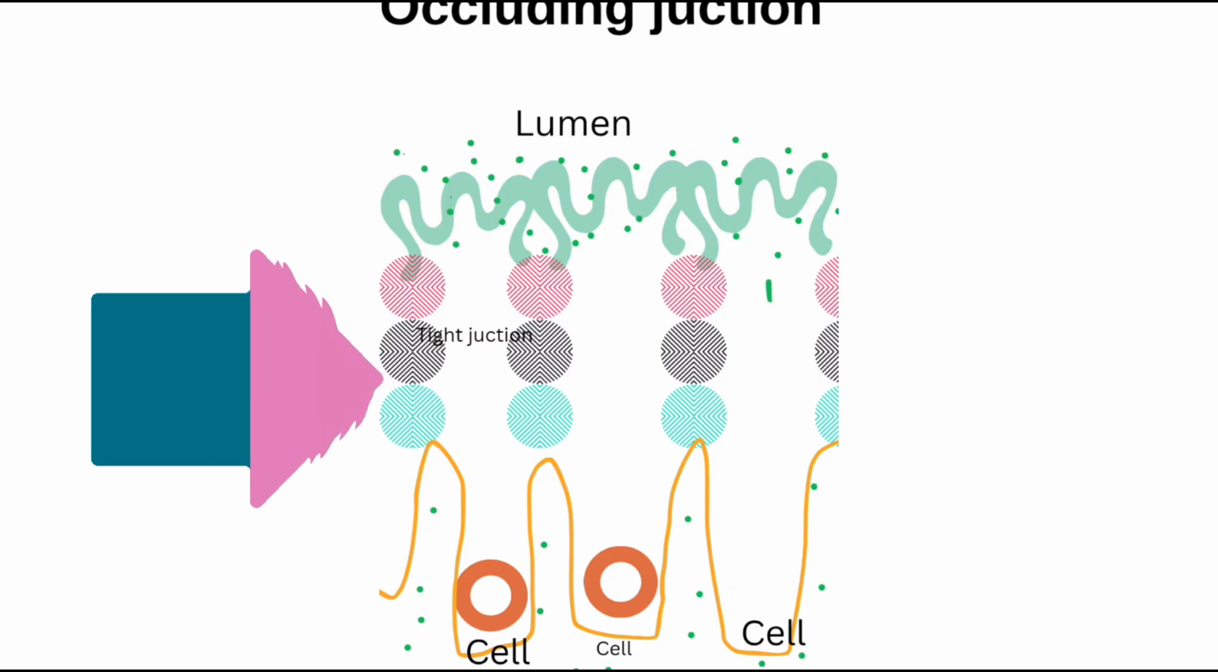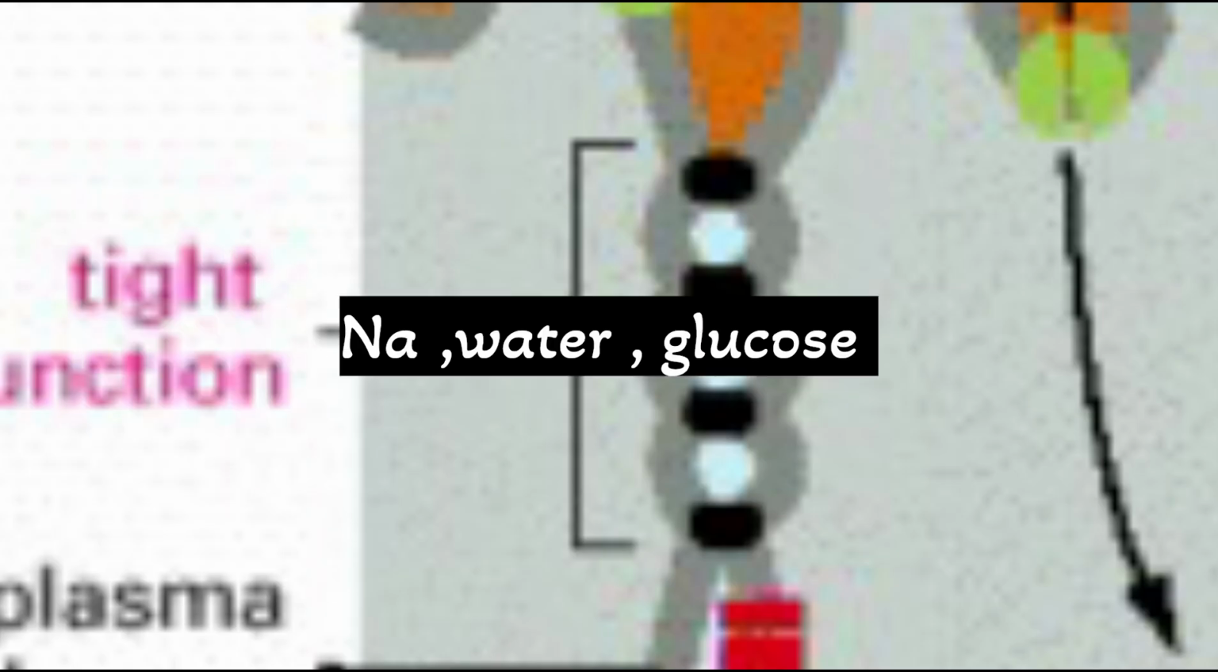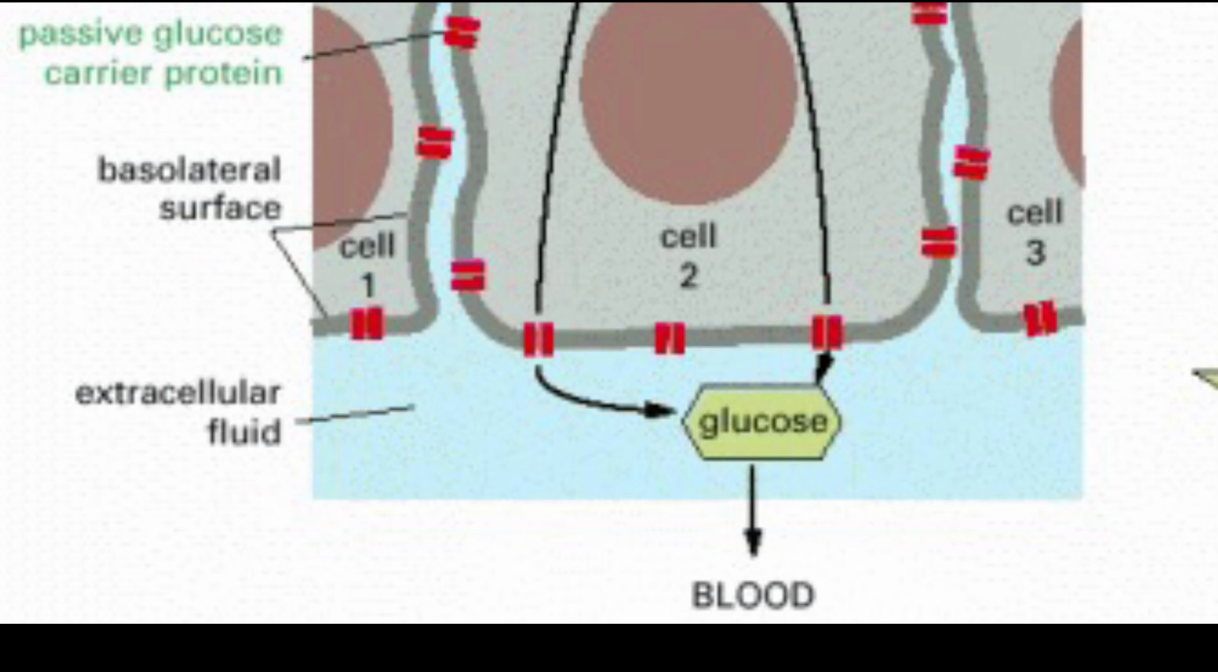The tight junction seals the space between the adjacent cells and prevents substances like glucose, water and sodium from leaking back into the gut lumen via the paracellular route. And why is it important? Because it helps in maintaining the unidirectional flow of glucose from the lumen to the cell and from the cell to the blood, and then finally it increases the absorption efficiency.